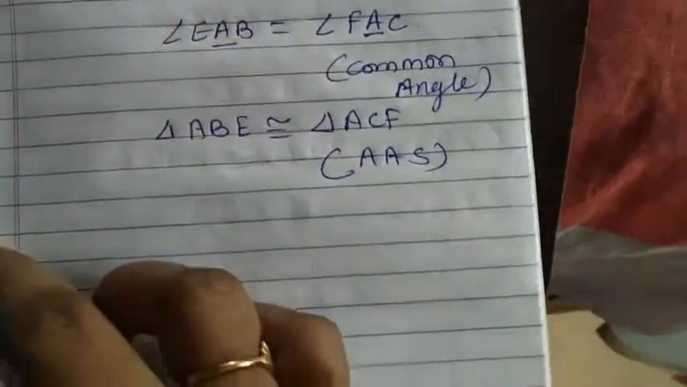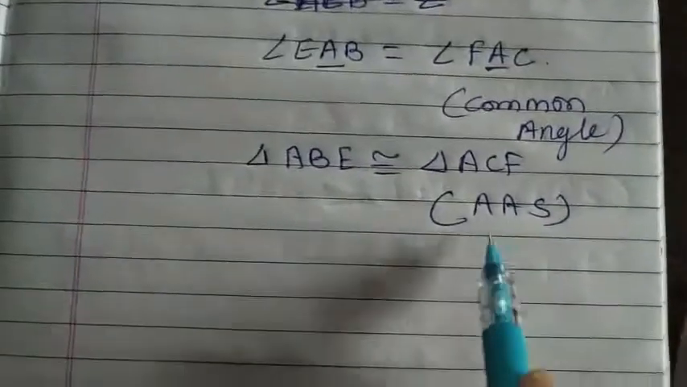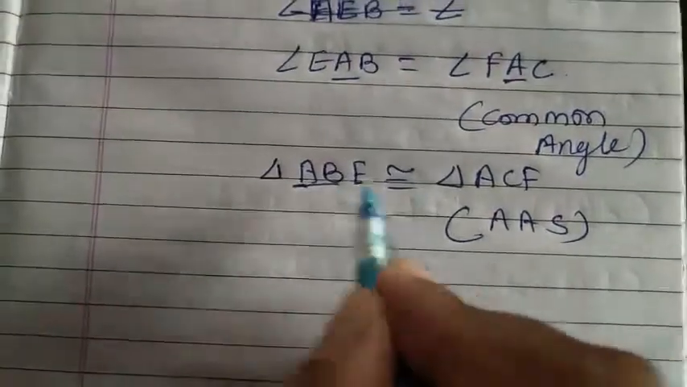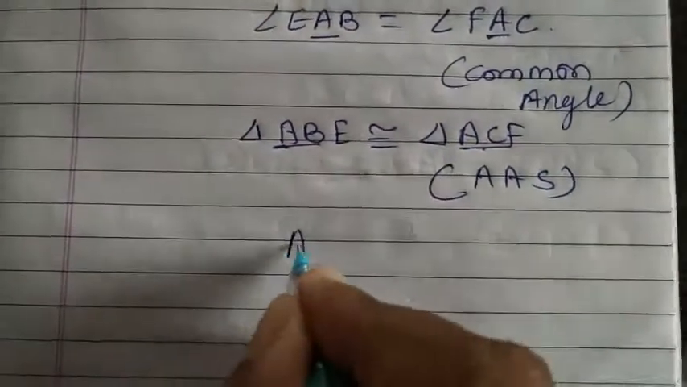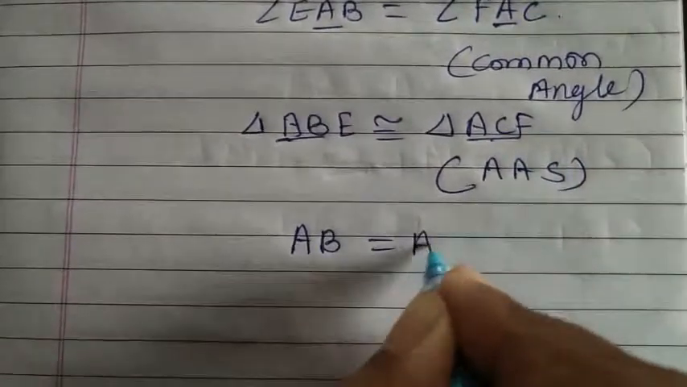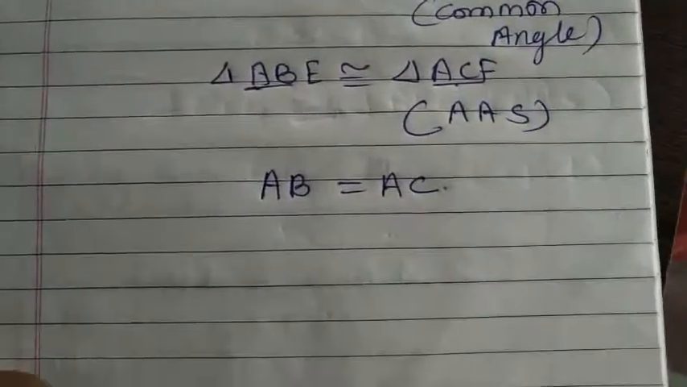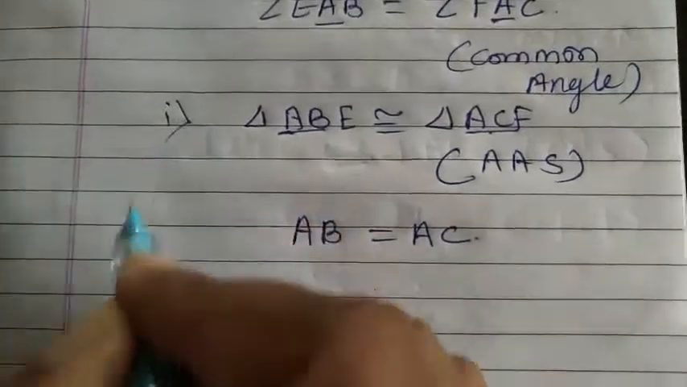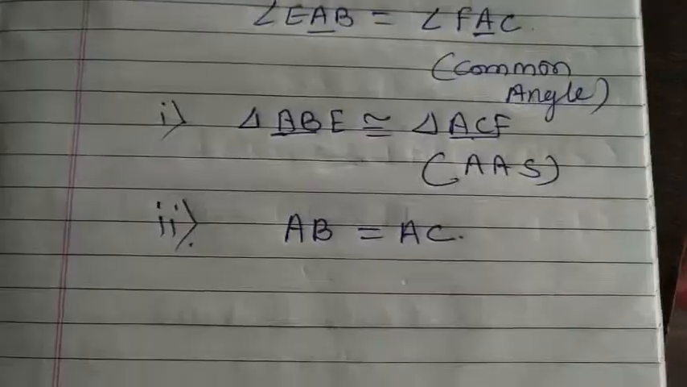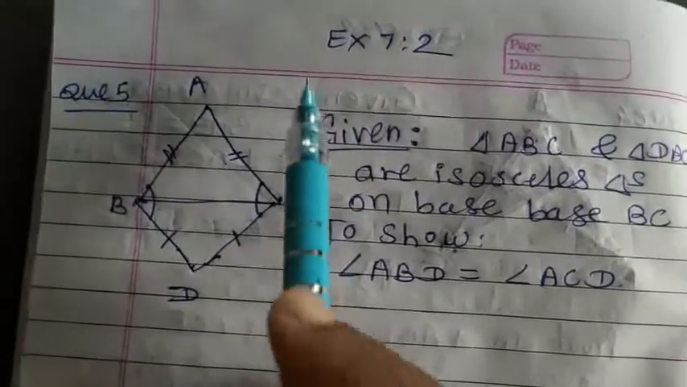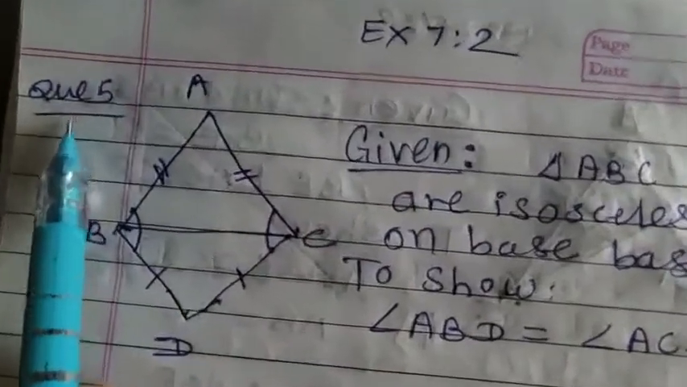By this criteria the triangles are equal, and if the triangles are equal, corresponding parts are equal. Then the corresponding part of AB is AC. AB is equal to AC. Both the things are proved. It is the first part to prove and it is the second part. Both are proved here.